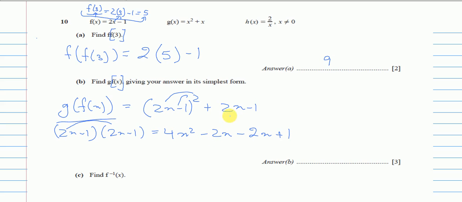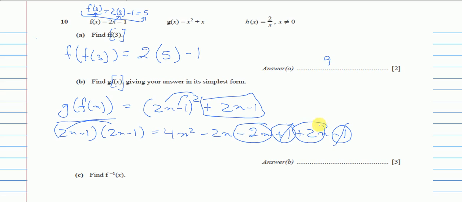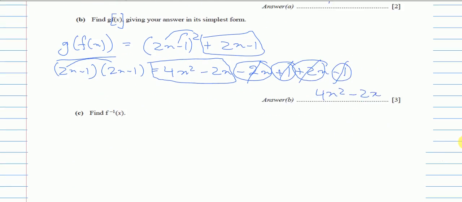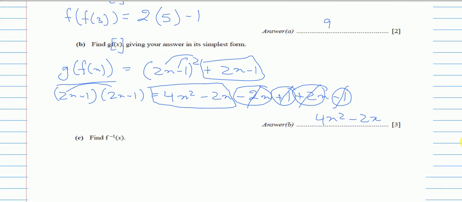Now what was on this side we have just missed, which is plus 2x minus 1. Now this positive 1 and this negative 1 will cancel. This negative 2x and this positive 2x will cancel. What is remaining is our answer: 4x squared minus 2x, and it is done. Part C, find f inverse of x.